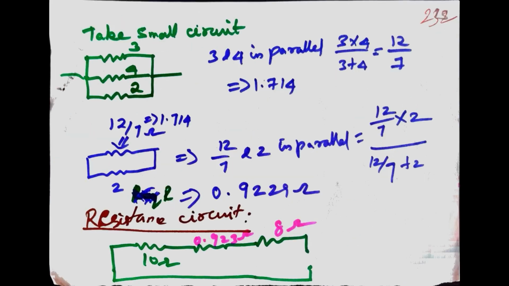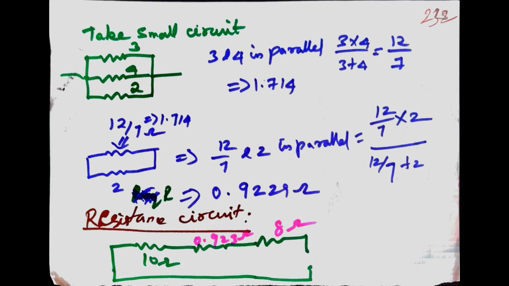Resistance calculations. Take the small circuits: 3, 4 and 2 are parallel. First take 3 and 4 in parallel: 3 into 4 divided by 3 plus 4, or 1.71. 1.71 and 2 are parallel: 12 divided by 7 and 2 in parallel, we obtain total resistance value 0.9229 ohm. We obtain the resistance circuit: 10 ohm, 0.93 ohm and 8 ohm in series format, shown in notes.